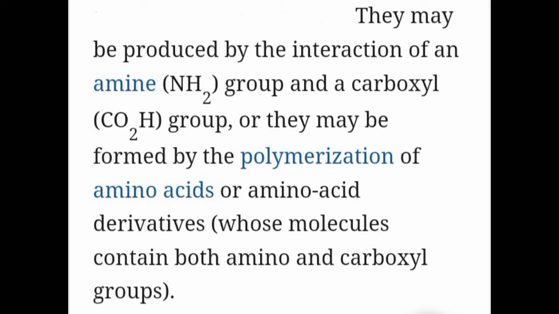But while forming this CONH amide linkage, the monomers should contain NH2 and COOH in their structure. So by combination and elimination of small molecules during the combination of monomers, some of the small molecules are removed to form CONH linkages.